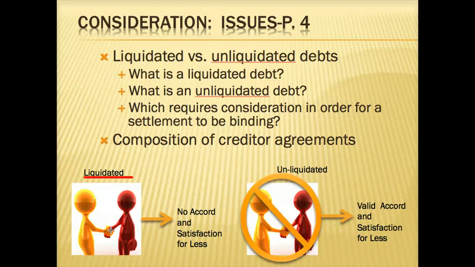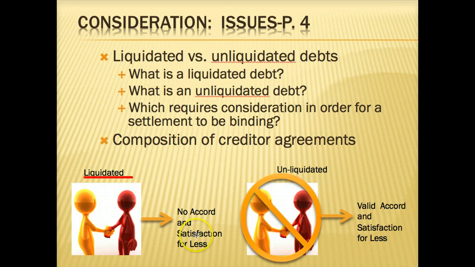So I buy a television from you. The total price, including finance charge, is $1,000. I make my payments, and then for some reason I don't make the $200 remaining payments. I pay the first $800 and then I stop. That's a liquidated debt. And it's liquidated because I know I owe you $200. I know the contract provides that I owe you $200. I just haven't paid it.